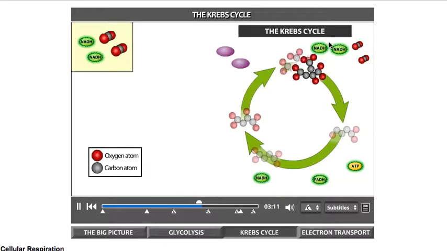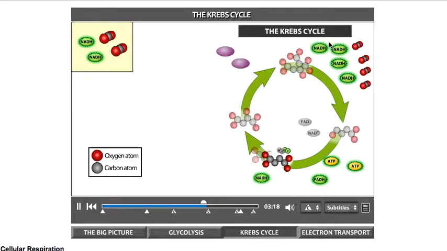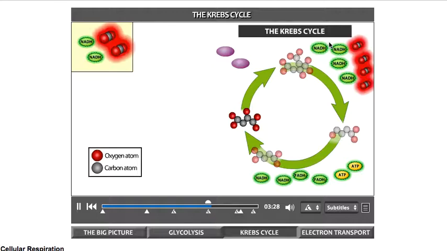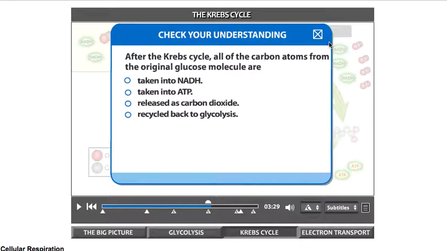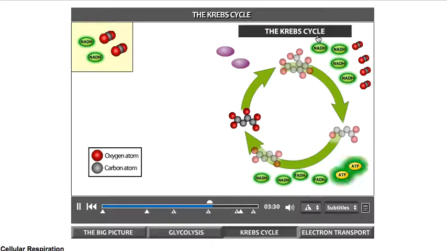As the second round continues, more NADH, more carbon dioxide, more ATP, and more FADH2 molecules result. If these molecules are added to those made from the preparation reactions, we can see that all 6 of the carbon atoms from glucose have been released in the form of carbon dioxide. Although a small amount of ATP has been formed in the Krebs cycle, it is the NADH and FADH2 molecules that represent the most energy for the cell.